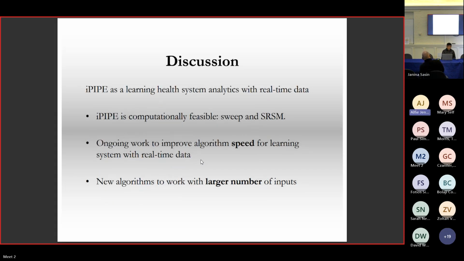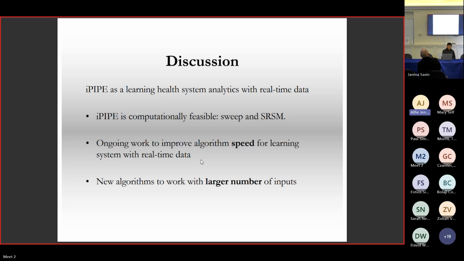Now, going back to the theme, so IPipe and the learning health system. I walked through three examples. For each one of the examples, I tried to talk a little bit about the application in the real-time health setting. But what's important in that context is computation. IPipe can handle higher dimension than other methods so far, as far as I'm aware of, in terms of monotone regression. But if it takes 5 days to do a computation, it cannot be applied in a real-time setting. So the ongoing work is really to improve algorithms to speed up the computation.